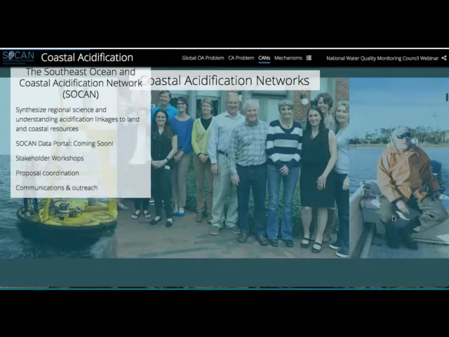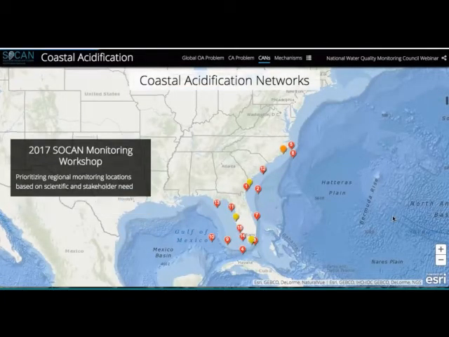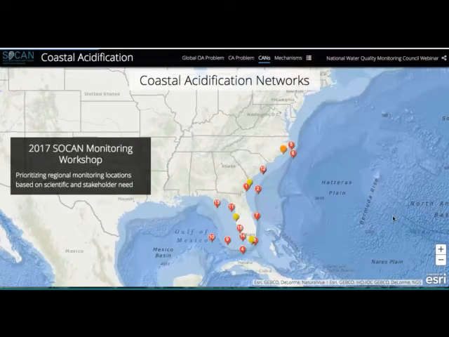And then particularly relevant to this group, I just wanted to introduce our SOKAN monitoring workshop that we did in February of last year. We looked at 40 different gradients across the Southeast, from chemical to biological to even social parameters, and tried to prioritize monitoring locations so that when those funding opportunities come out, we could really start running with those different ideas that we had.